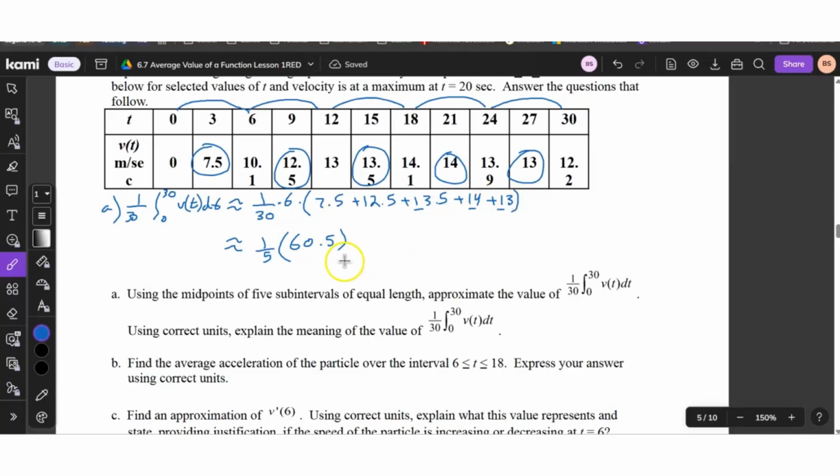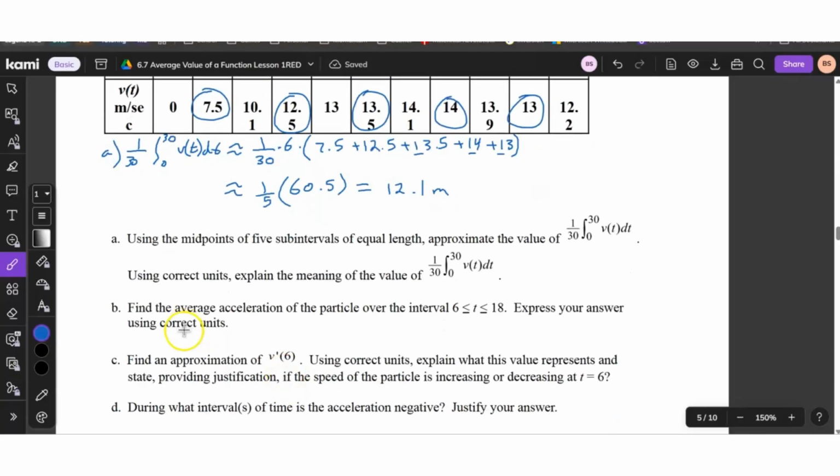Well, I mean, it just made a mistake, so. Anyway, that would be 12.1. Yeah, that should be 12.1. All right, what would my units be? Meters per second. Just meters, because I integrated. So the meters per second becomes just meters, right? Because I go back to the position function.